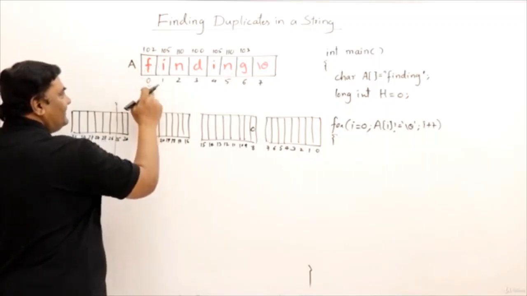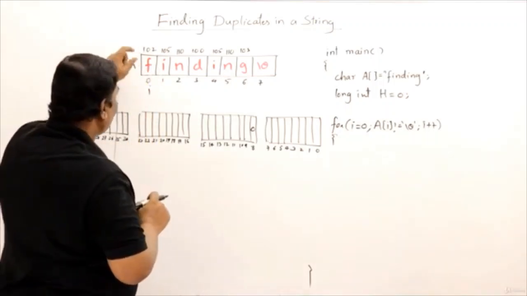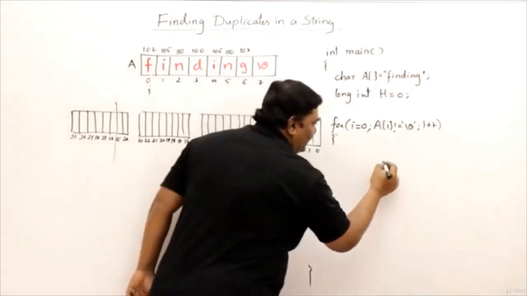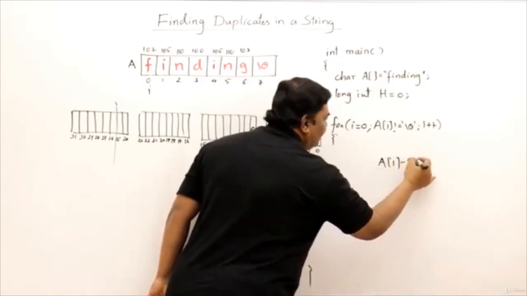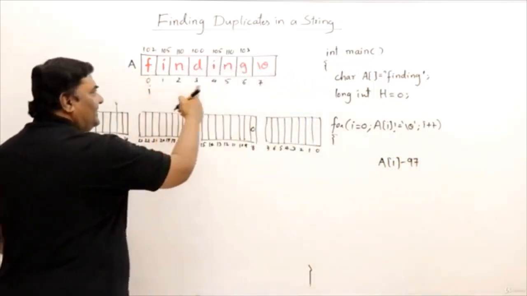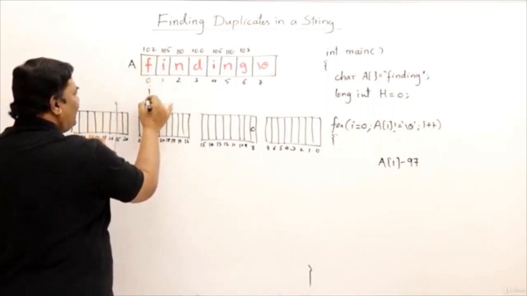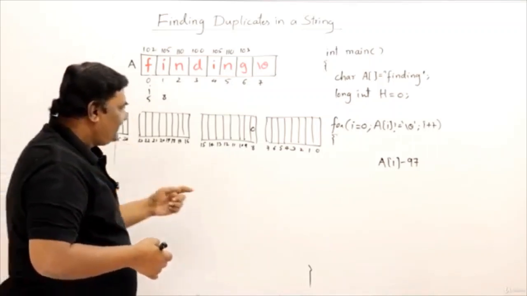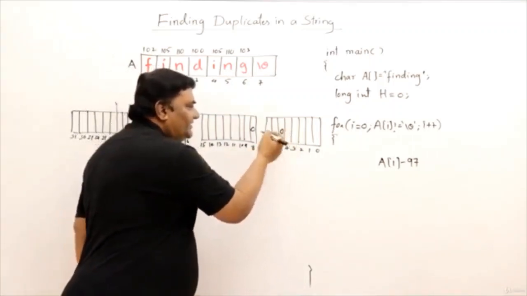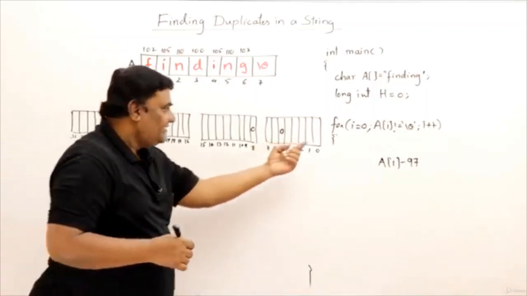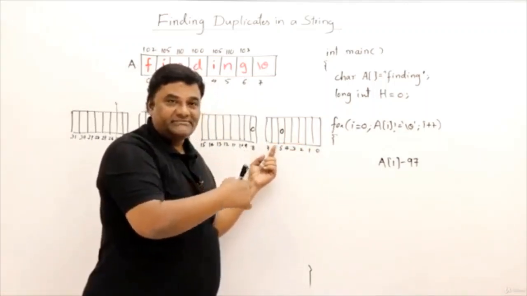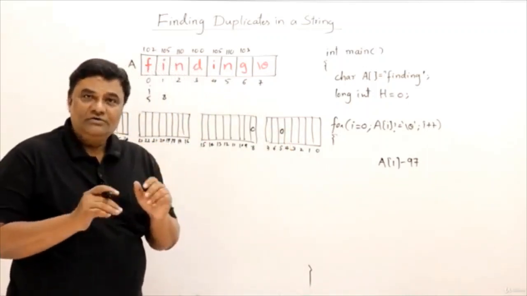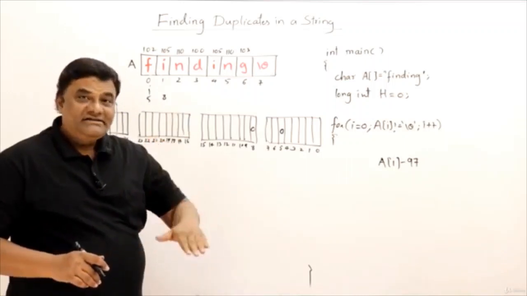Now A of i is f. It is 102, right? So I will subtract 97, that is A of i minus 97. For every alphabet I will do it. So for this I will get 5, for this I will get 8. Now what to do with this 5? I have to check whether this fifth bit is on or off, right? 0, 1, 2, 3, 4, 5. If you count, it is the 6th bit, but the index is 5. So how to know whether that bit is on or not? By performing masking, I can know that.